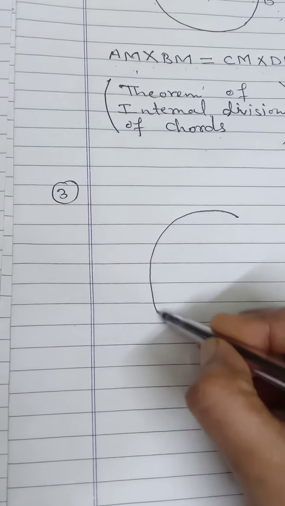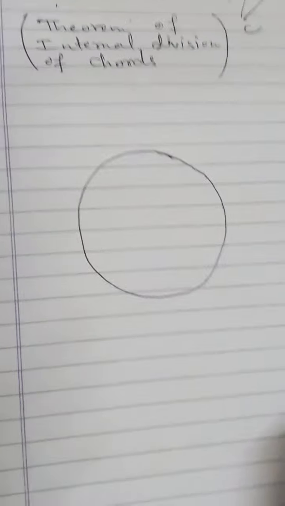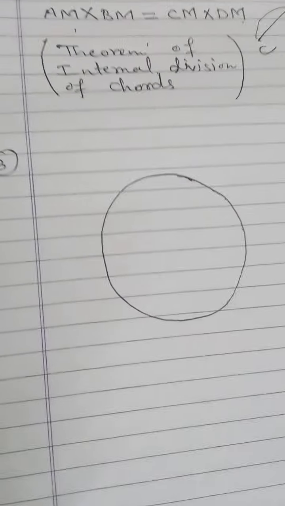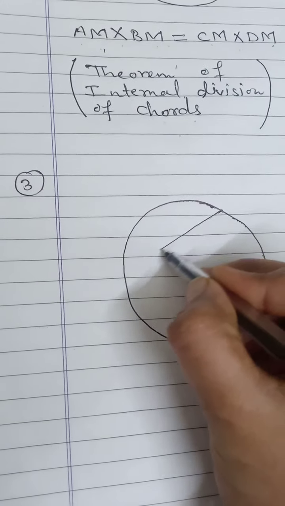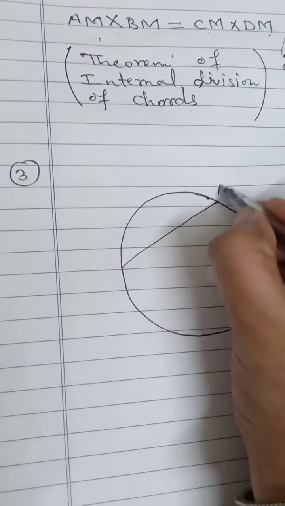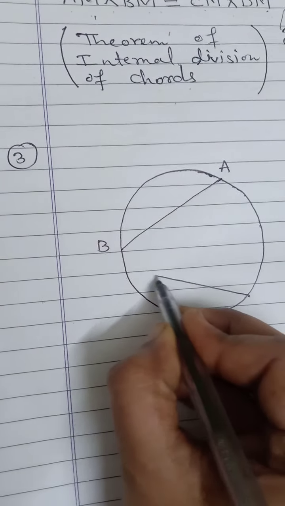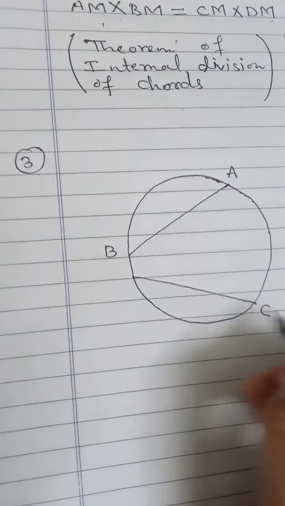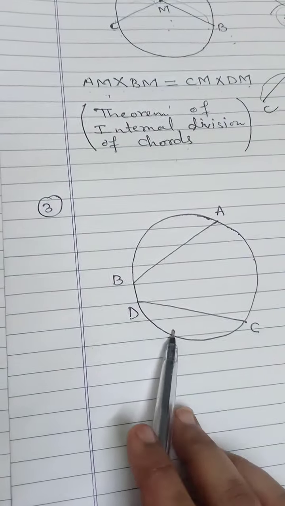Now we'll go for the third property. So again I will draw a circle. I have taken here a circle. Now what I will do, here I will take one chord. So here I am taking a chord AB. Here I will take another chord, that is chord CD. So I have taken here chords AB and CD.